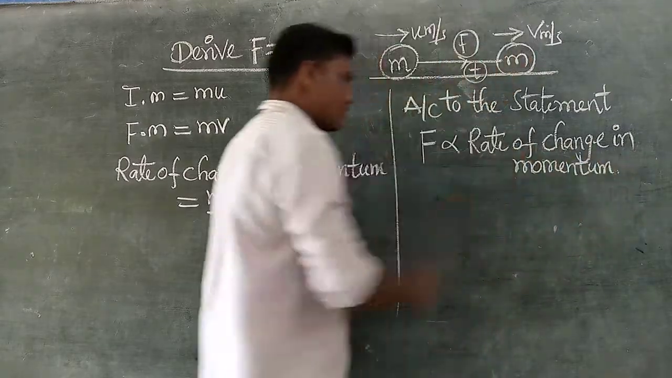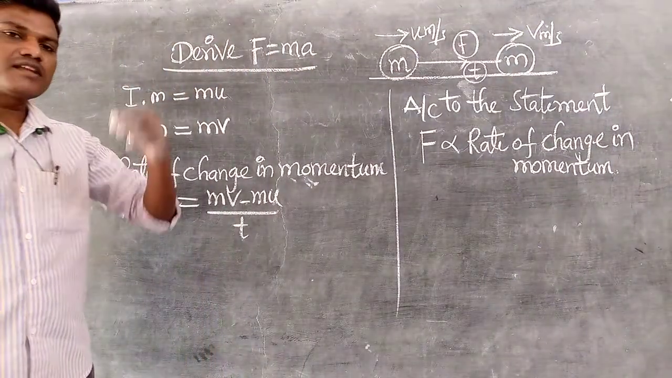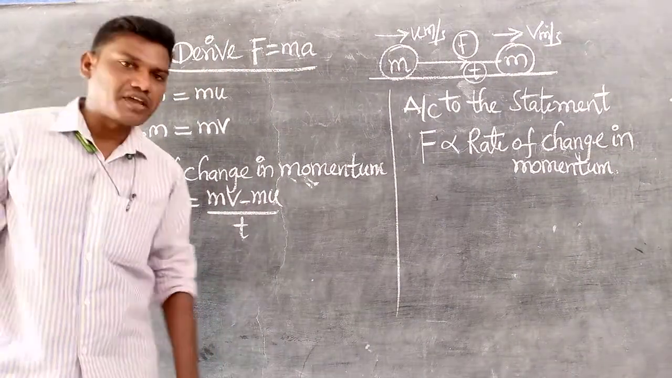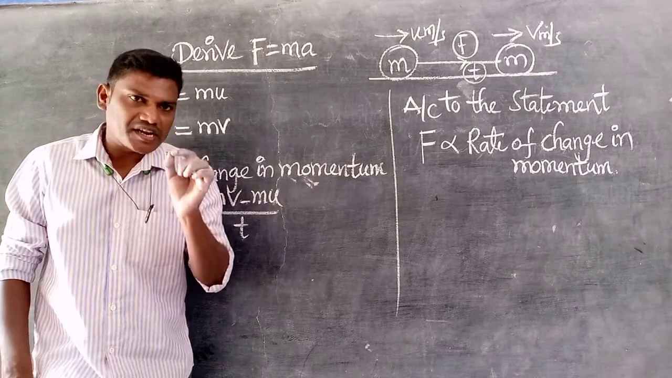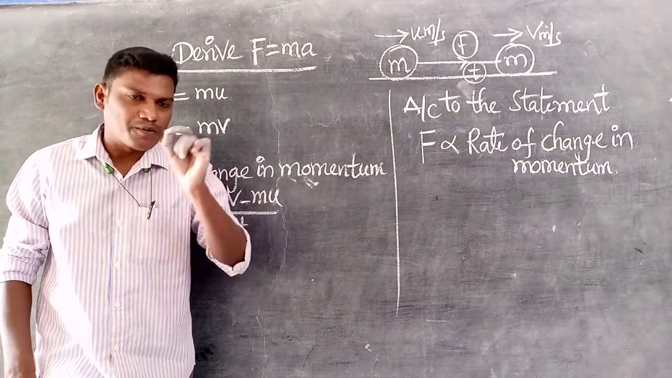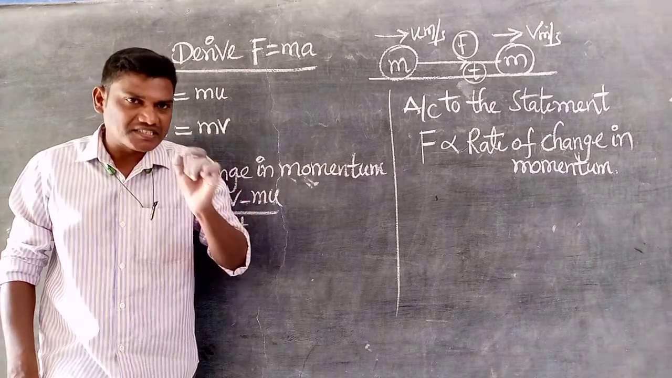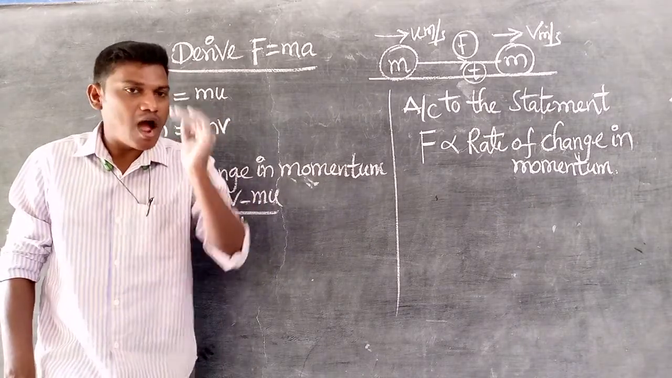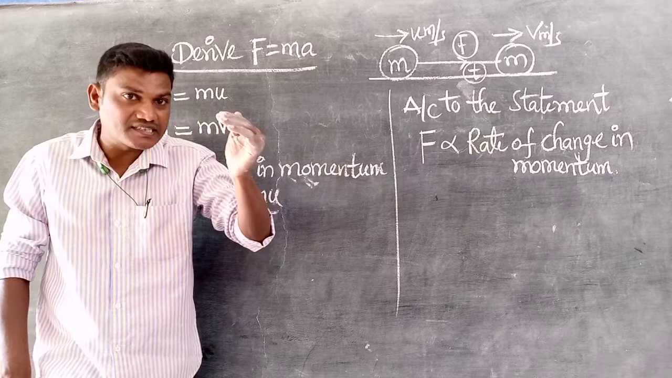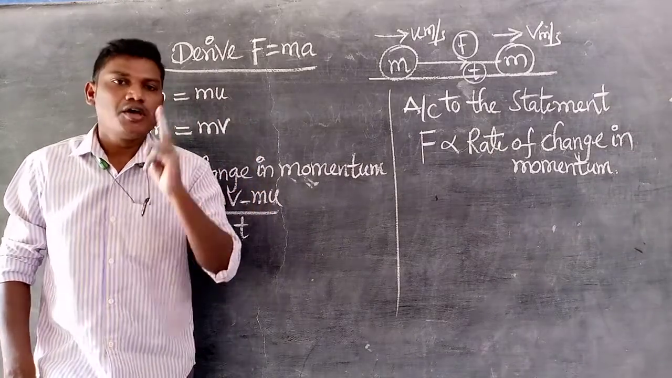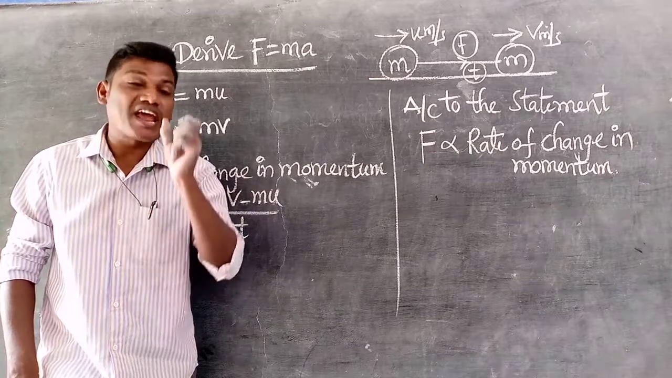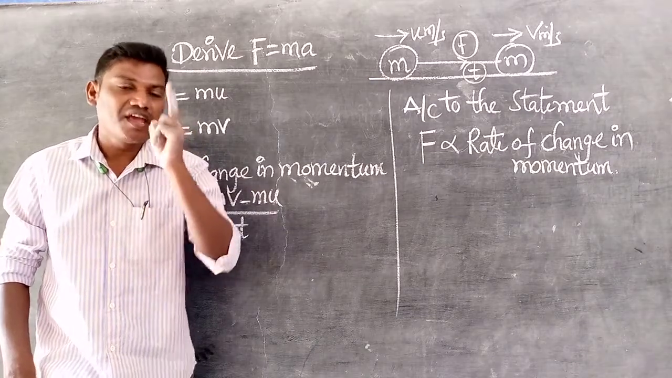Why should I write like this one? Another statement is also there for Newton's second law of motion. What is that? The rate of change of momentum produced in a body is directly proportional to the applied force acting on it. That is Newton's second law of motion. So Newton's second law of motion we can define in two ways.